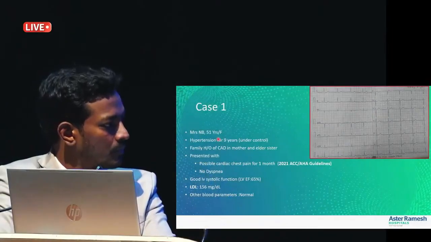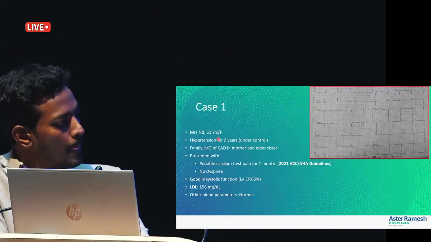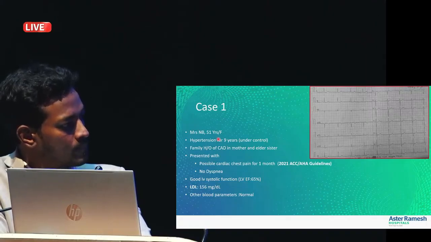So we have a 51-year-old hypertensive with family history and a possible cardiac chest pain. So what would be the next investigation? Yes, this is a 51-year-old female with a strong family history and having hypertension as a risk factor and symptomatic, with elevated LDL levels. I would suggest to go for an angiography for this patient, to know about her coronary status.